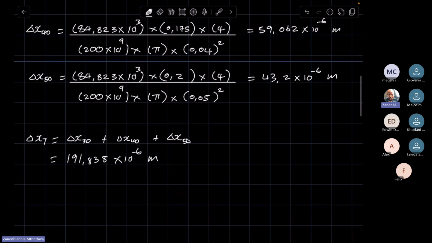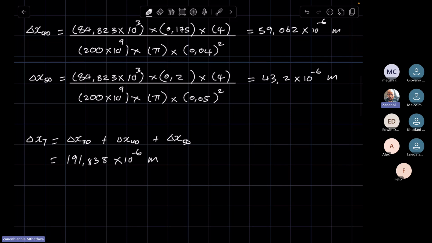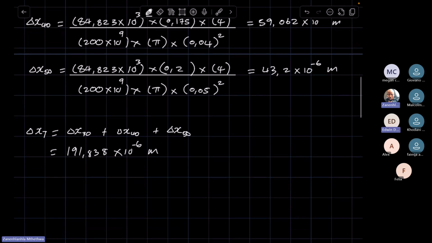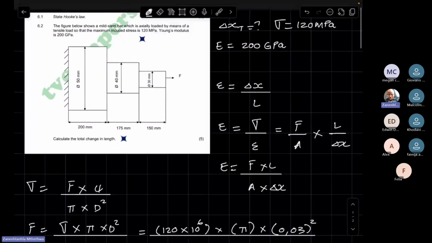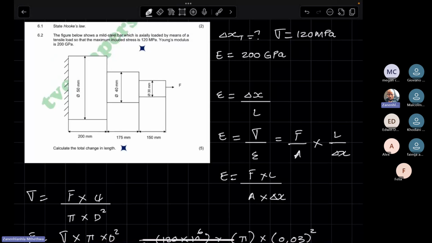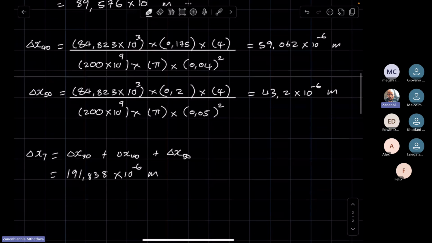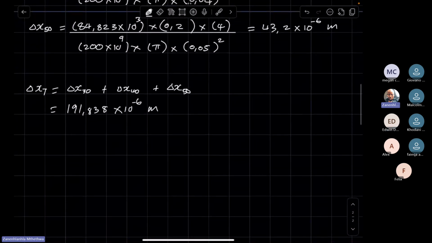Again, the same thing. Is this now one of the typical questions you will get in the exam, sir? Yes, this is an exam question. I just don't remember which one, but yes, this is an exam question.